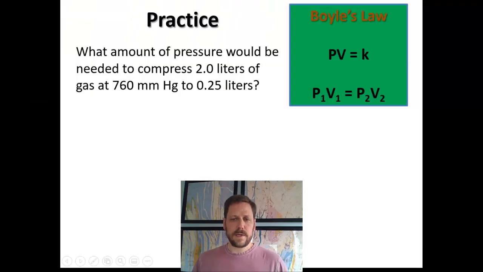Last one. This one is asking you to solve for pressure. See if you can pause the video and get an answer to this question. Again, it's helpful to make an estimate or a prediction here. We're starting with 2 liters of gas at 760 millimeters of mercury. That's 1 atmosphere. And it's going to be compressed down to 1/4 of a liter. That's a huge change in volume, so we're going to need a significantly higher pressure.